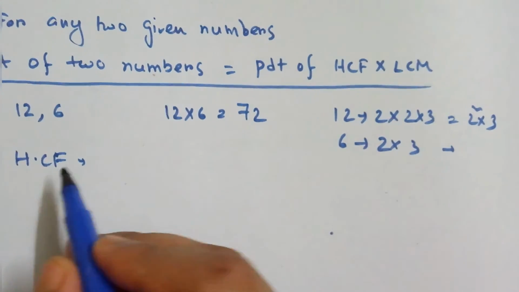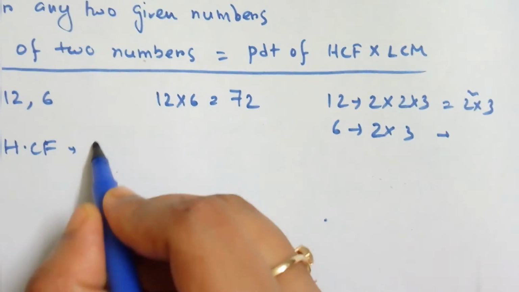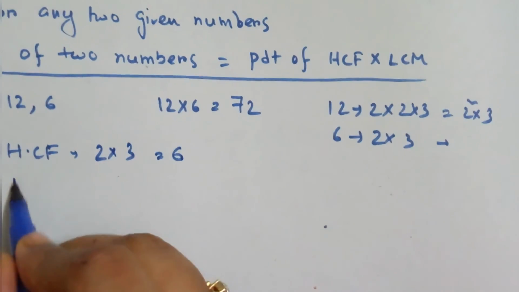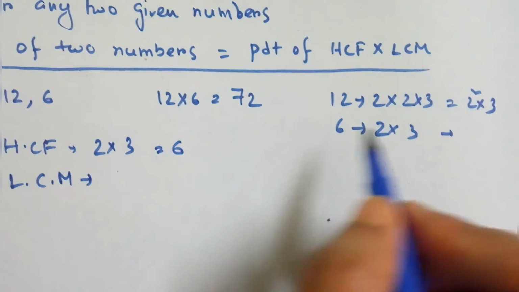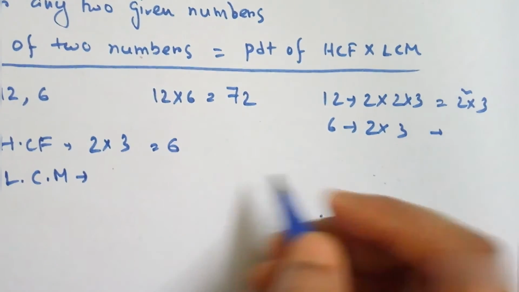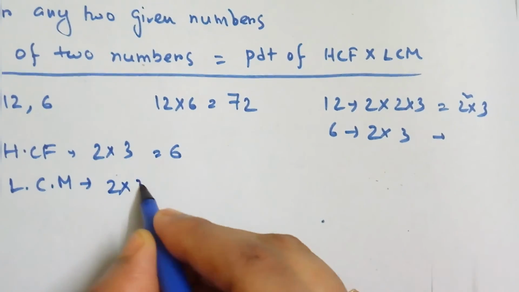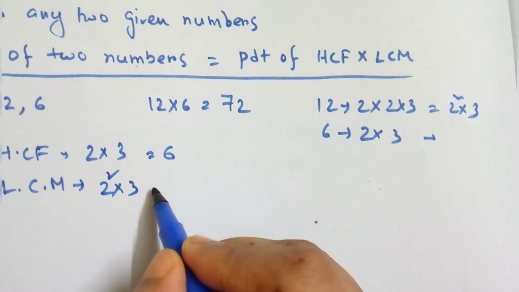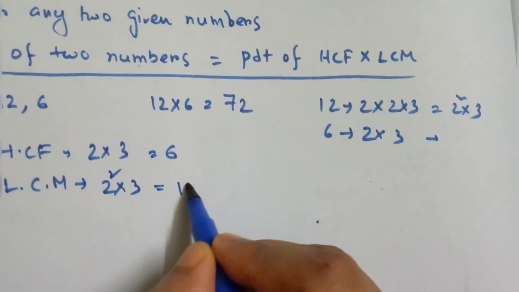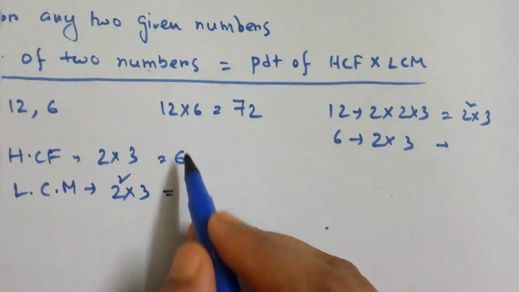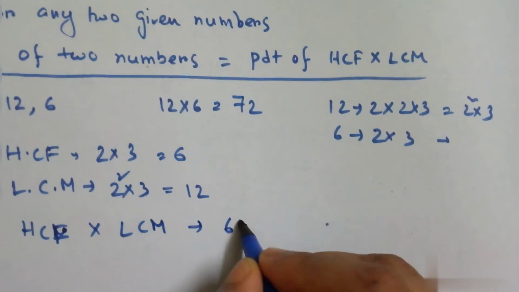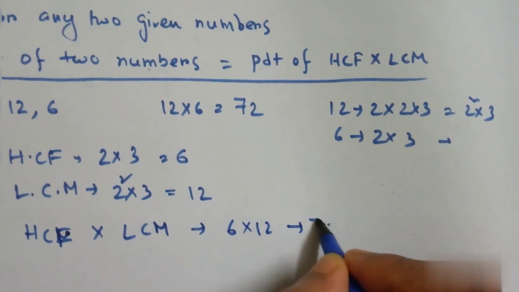So HCF will be the common base with minimum power, that is 2 into 3, 6, and LCM will be each base with maximum power, that is maximum power of 2, so we get 12. So now multiply this LCM by HCF. You will get 6 into 12. It is 72.